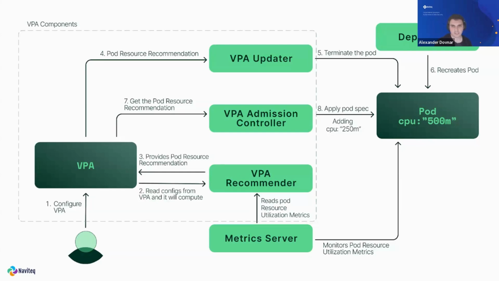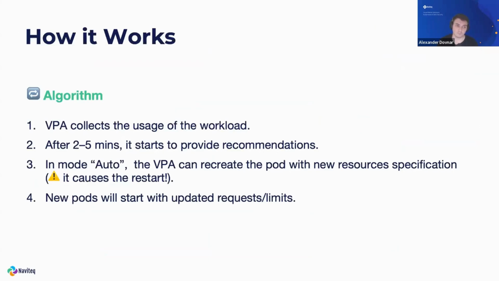So in that case, when it applies it automatically, it must restart your pod, because Kubernetes cannot change resource constraints on a running pod. The updater triggers a rollout of your deployment or recreates the pod, and the admission controller is exactly what does the magic: during starting of the pod, it applies the new resource specification. So you have a manifest with fixed numbers, but in reality, it will be different if you have VPA enabled. So the algorithm is really simple. In a few minutes, VPA collected recommendations, in auto mode it restarted the pod.